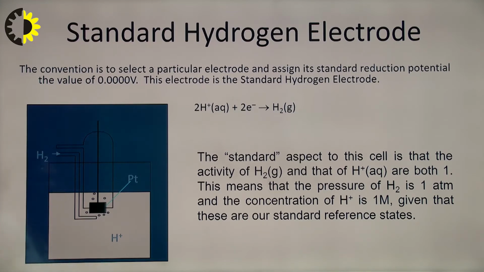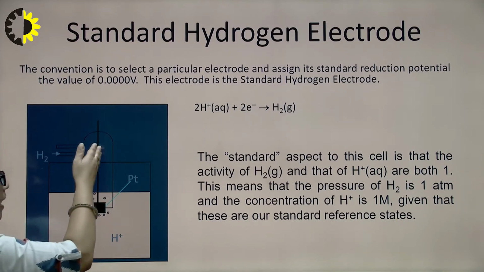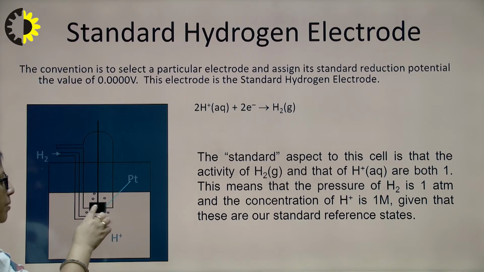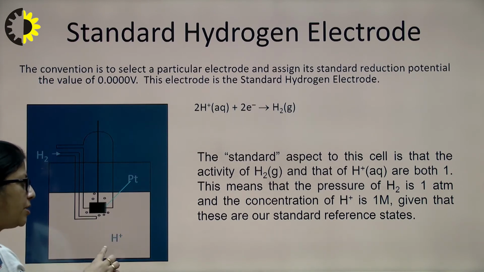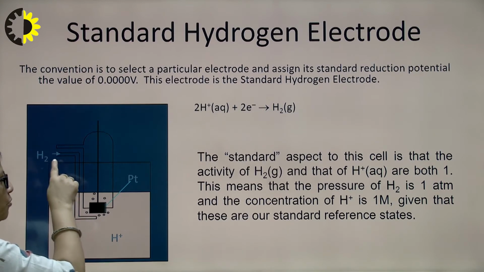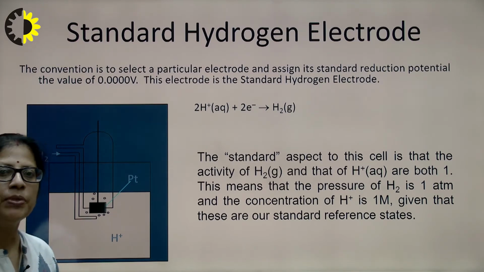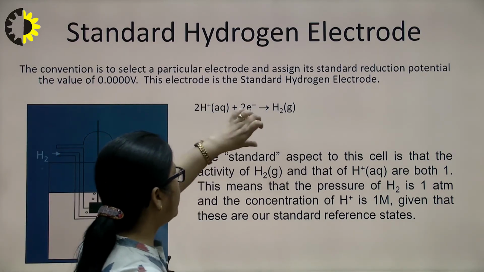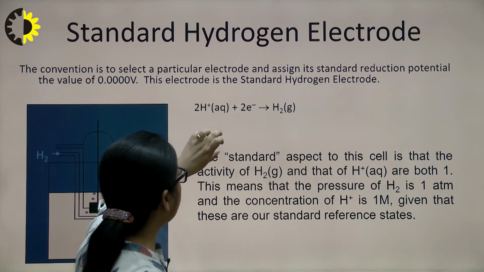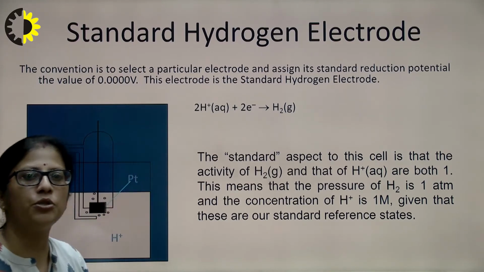Now, here the Standard Hydrogen Electrode is made up of platinum coated with platinum black to increase the surface area. And this electrode is dipped inside a solution of 1 molar concentration of H plus ions, and hydrogen gas at 1 atmospheric pressure is continuously flowing through it, and the reaction that is taking place is a reversible reaction. Here I have taken the reduction reaction, but it is reversible. 2H plus are accepting the electrons to get converted into hydrogen gas.